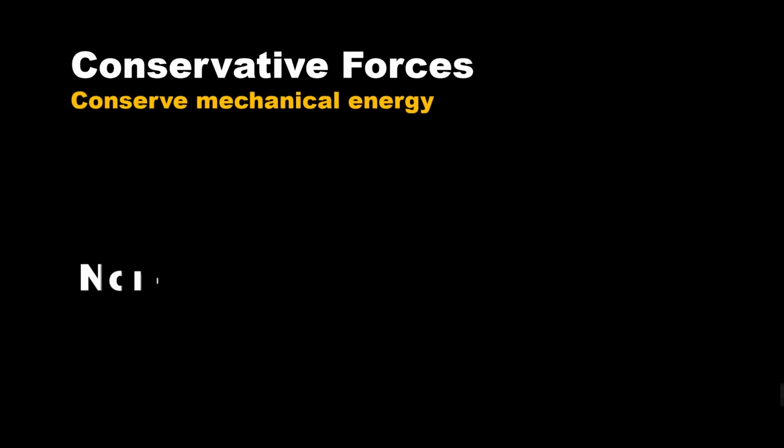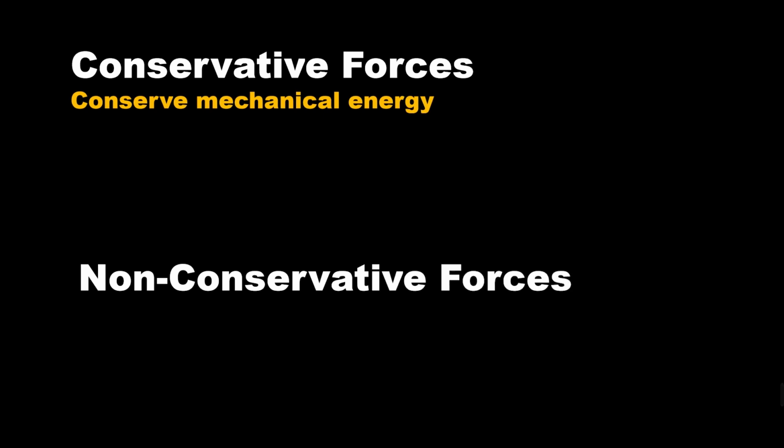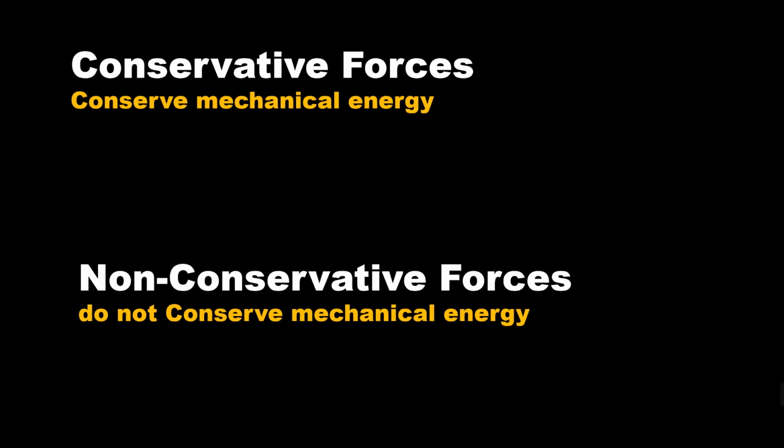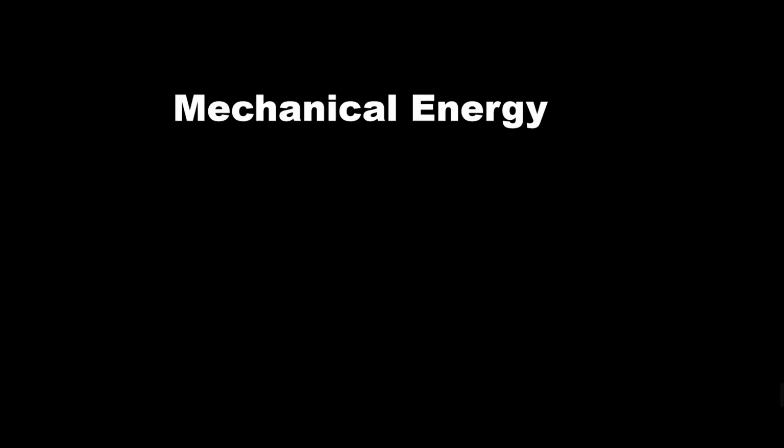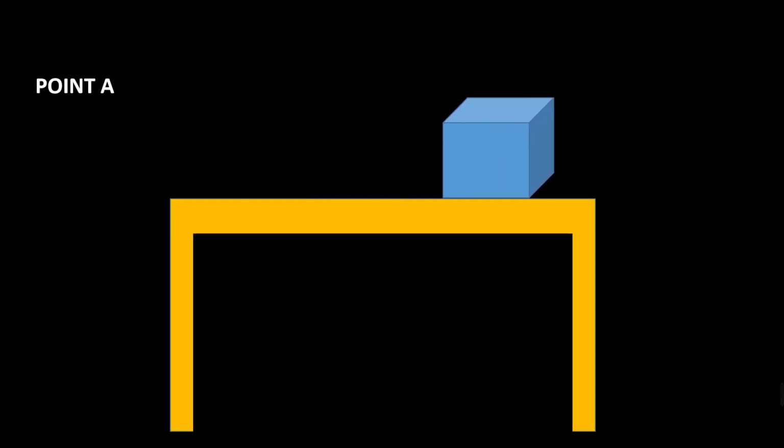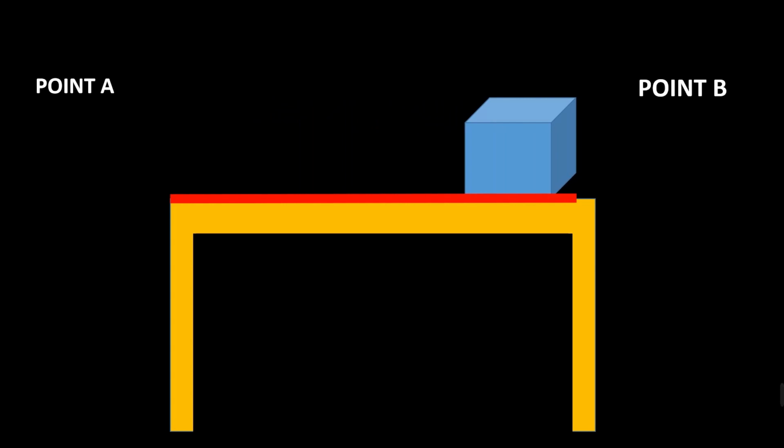The term conservative force comes from the fact that conservative forces conserve mechanical energy and non-conservative forces do not conserve mechanical energy. An example of a non-conservative force is friction. Mechanical energy is kinetic energy plus potential energy. If I move a mass along a table from point A towards point B, friction does a certain amount of negative work on the mass, which creates thermal energy.